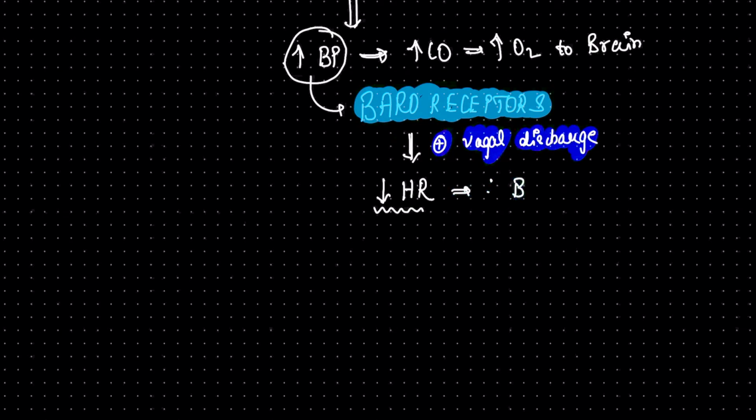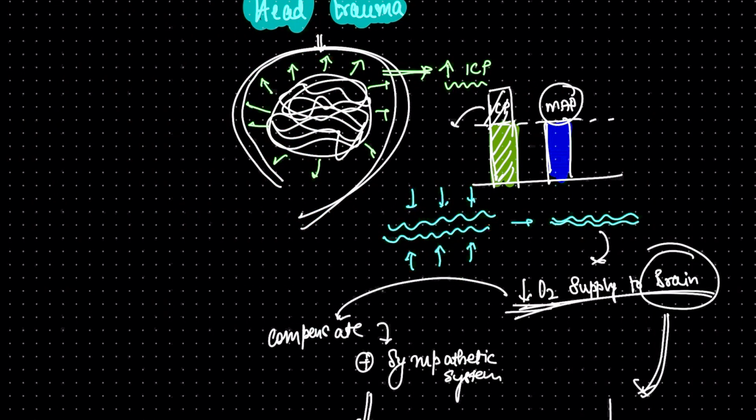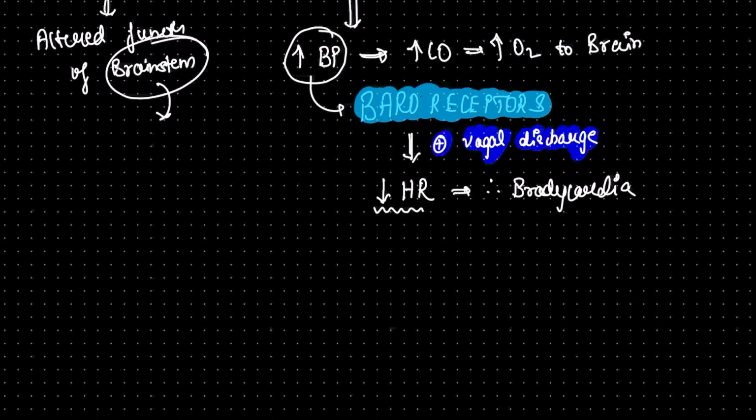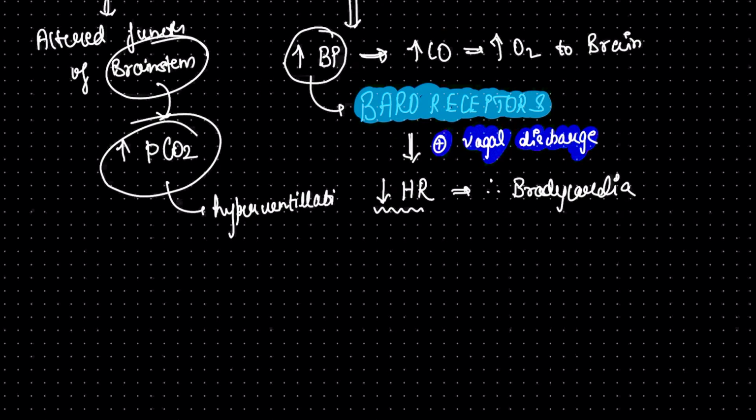That is bradycardia. Now what has happened? Also, because there was decreased oxygen supply to the brain, there is altered function of the brain stem. Brain stem has midbrain, medulla, pons, and is totally responsible for our vital functions like respiratory rate, heart rate, and all. Because of altered function of brain stem, it can't maintain the respiratory rate, and this leads to an increase in PCO2. And this increase in partial pressure of carbon dioxide leads to hyperventilation, for increased washout.